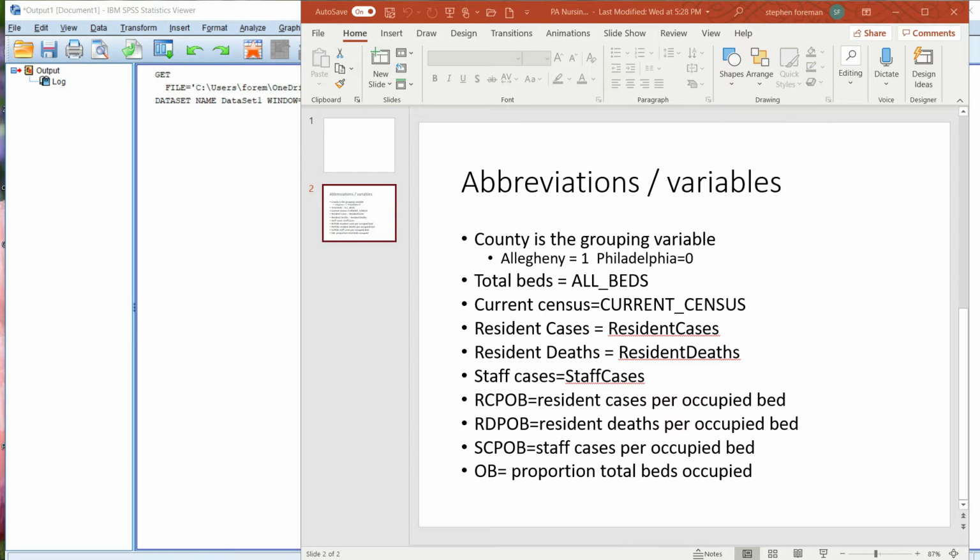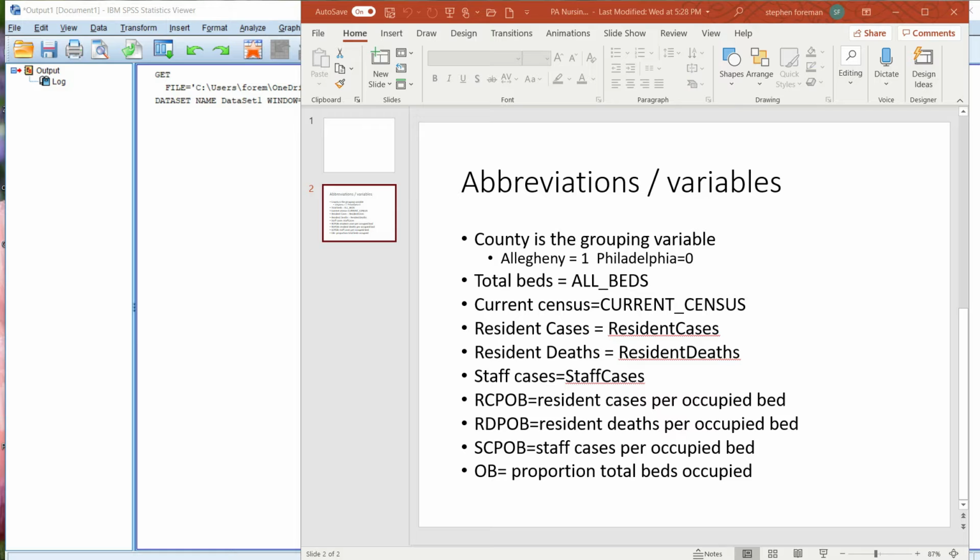The Pennsylvania Department of Health maintains COVID-19 data on nursing homes in Pennsylvania. Basically, they provide the name of the nursing home, the county, the total beds, the current census, and then resident cases, resident deaths, and staff cases.